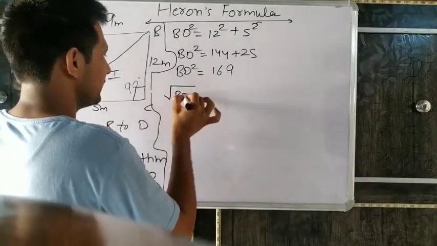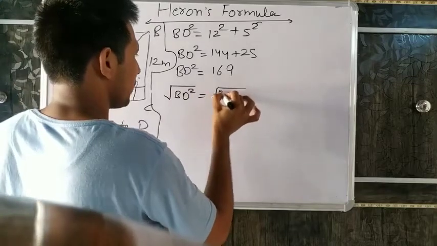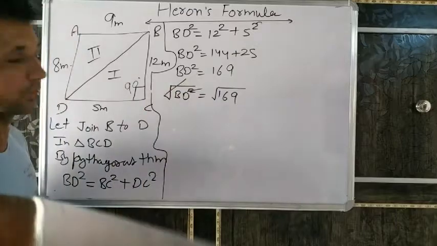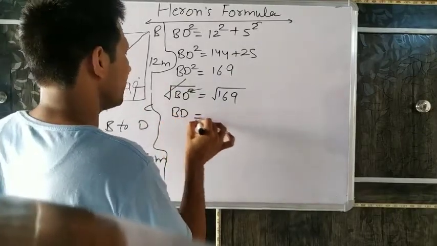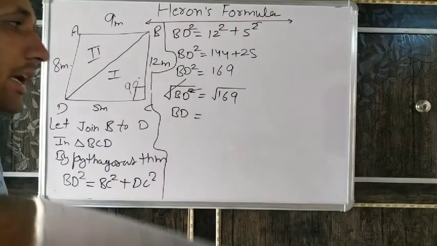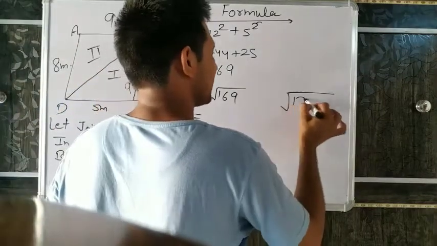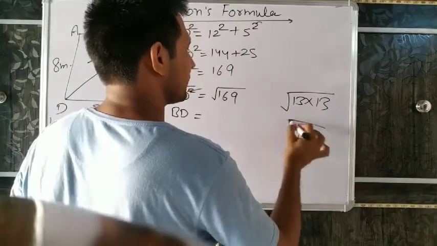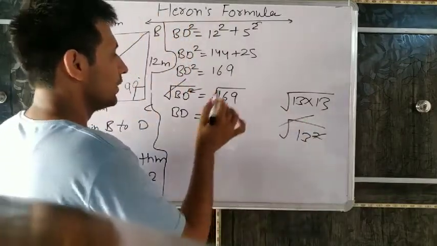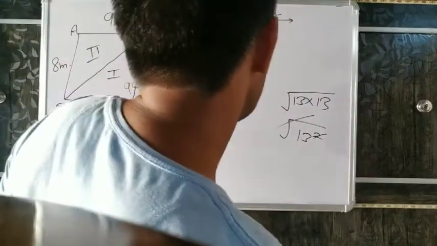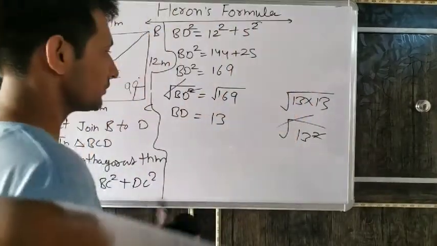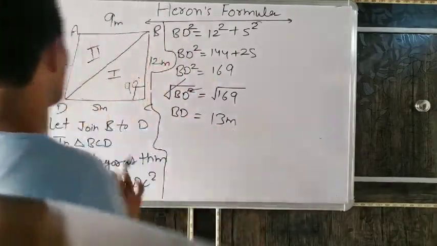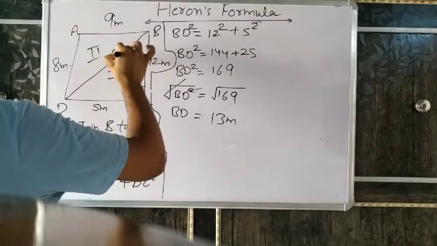So BD square is 169, take the square root. The square cancels with the square root of BD. What remains is the square root of 169. You can write 169 as 13 multiplied by 13, a pair, so 13 square. What remains is 13. So BD is 13 meter.